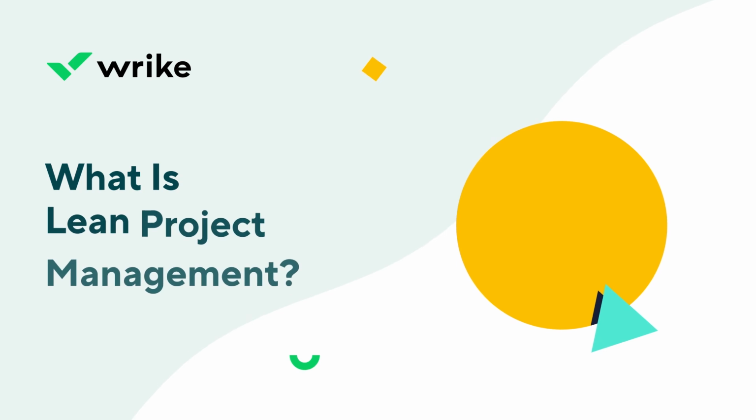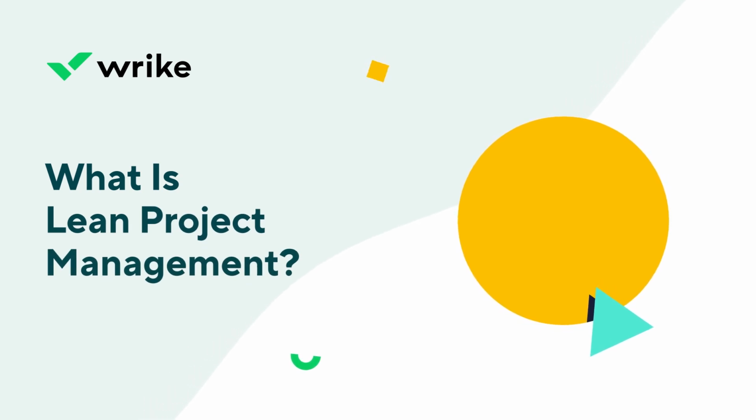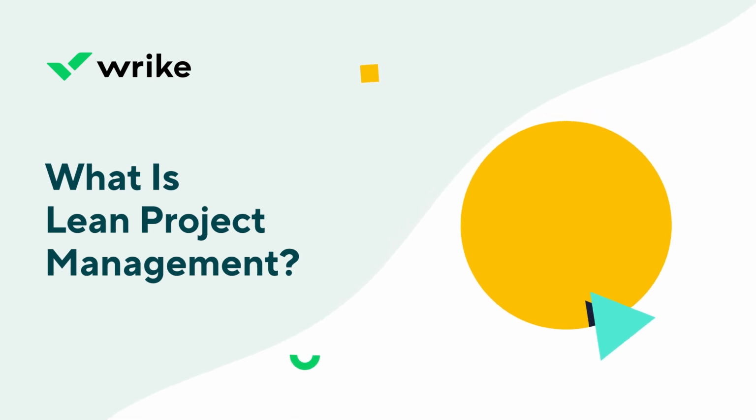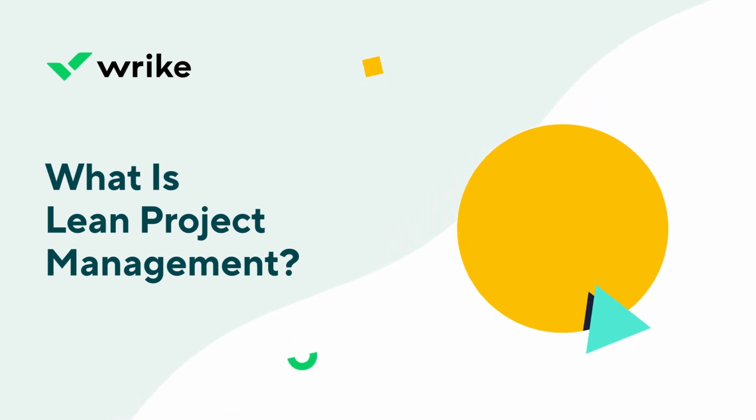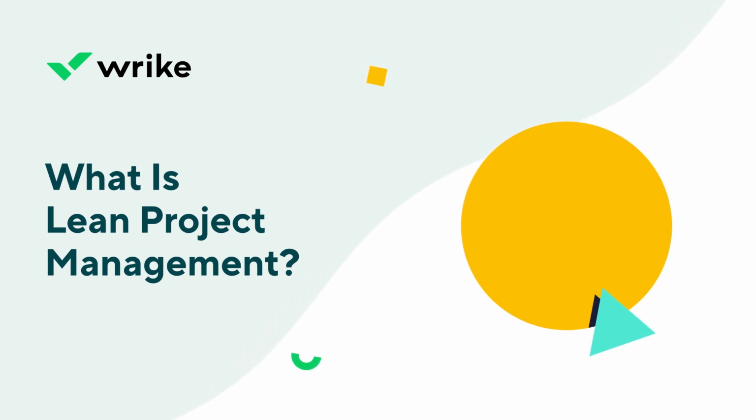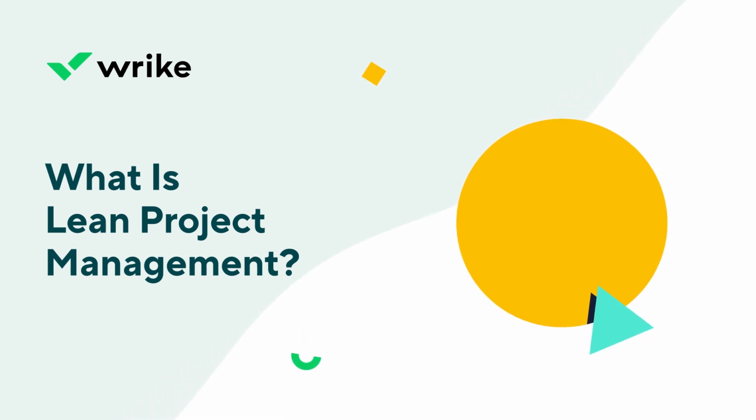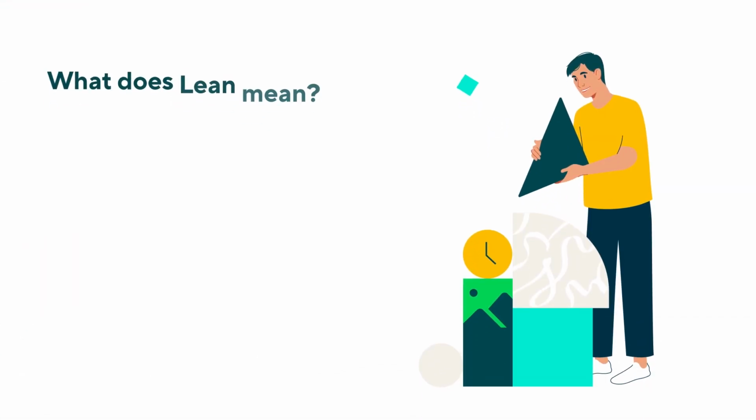Lean project management is an example of a process-based project management methodology. Understanding the principles and processes of a project management methodology is key to choosing the right one for your team. In this video, we'll cover the origins of lean project management, its key principles, and the advantages and disadvantages of using it to manage your project. Let's get started. First, let's talk about what lean means.